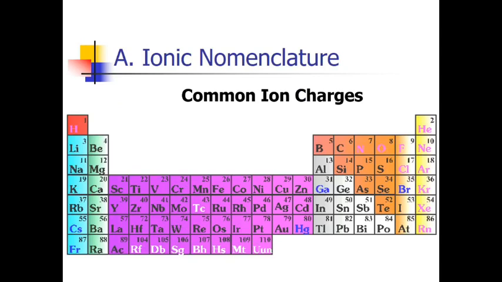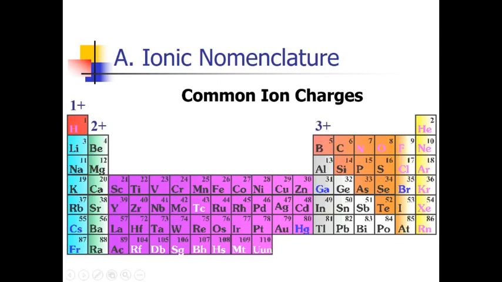And this is just a reminder of common ion charges that you should have already learned or hopefully remember. If it is group 1, the common charge is a +1. If you recall, it had to do with the number of valence electrons. Group 1 has 1 valence electron. They like to lose it. Group 2 is a +2. Again, they had 2 valence electrons. They're going to lose those 2.